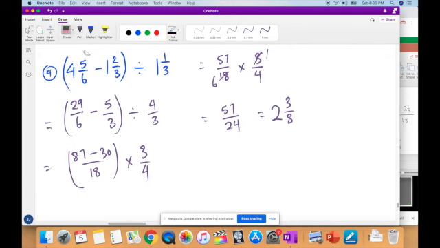No, I've moved the bracket to divide. Yeah, but you moved the brackets so you divide this by this. You can't do that. You know why? What do these brackets mean? These brackets mean that this entire thing inside the brackets is being divided by 1 1/3.